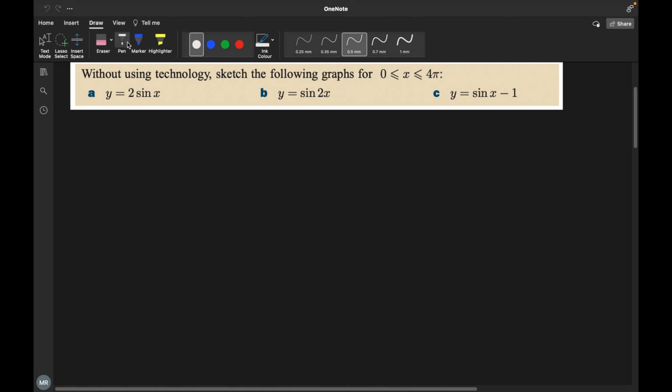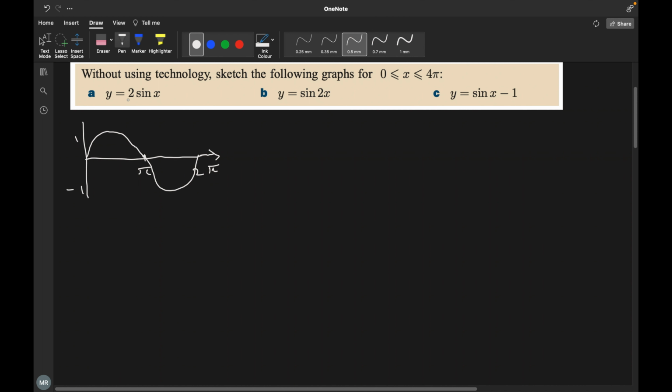We know that this is how the graph of sin x looks like. Let this be pi, 2 pi, 1, -1. This is how it looks like. My bad, 1 second. Doesn't look like that. It looks something like this. It's not perfect, but it's fine. This is how the graph of sin x looks like.